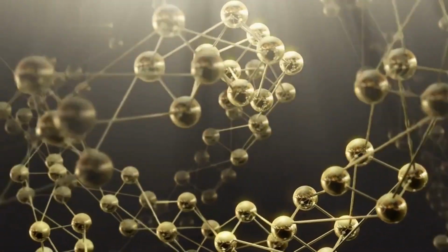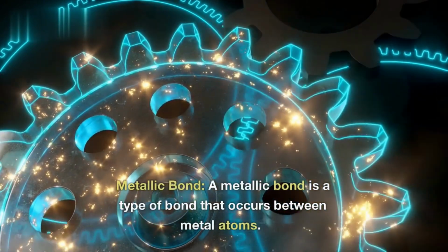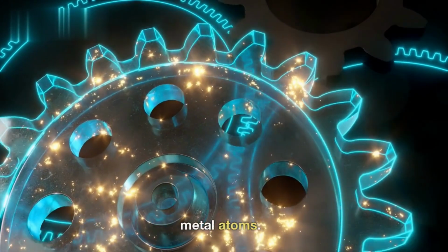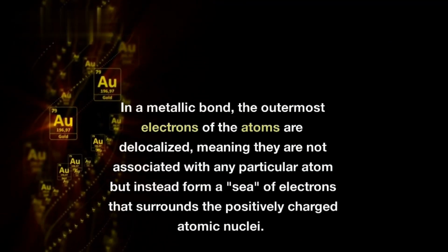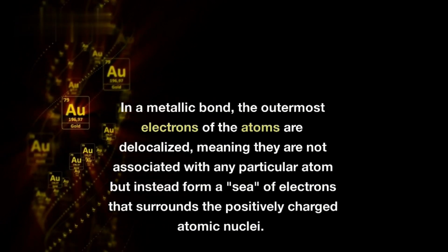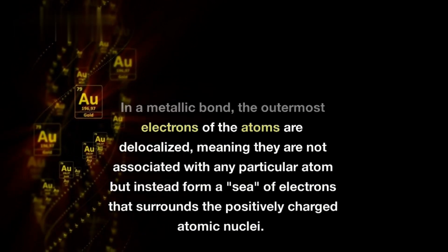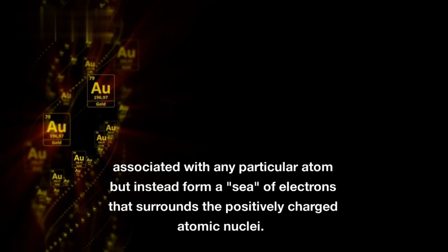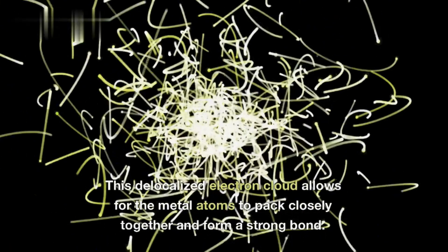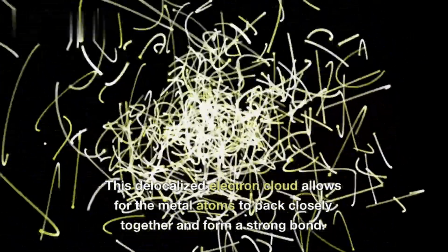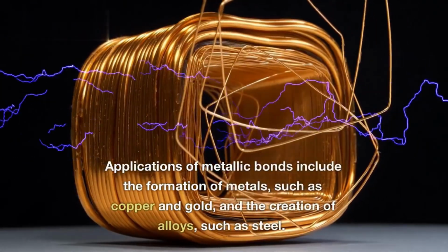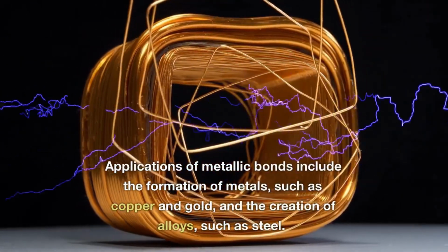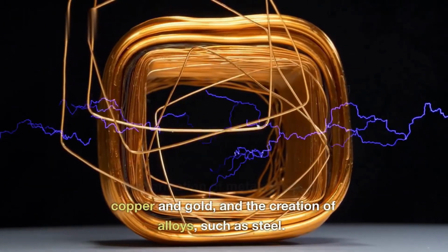Metallic bond. A metallic bond is a type of bond that occurs between metal atoms. In a metallic bond, the outermost electrons of the atoms are delocalized, meaning they are not associated with any particular atom but instead form a sea of electrons that surrounds the positively charged atomic nuclei. This delocalized electron cloud allows the metal atoms to pack closely together and form a strong bond. Applications of metallic bonds include the formation of metals, such as copper and gold, and the creation of alloys, such as steel.